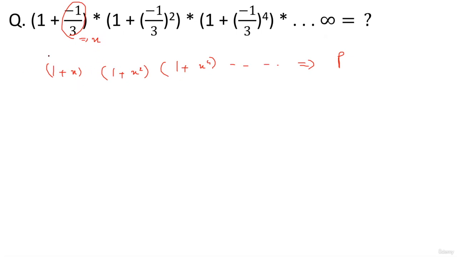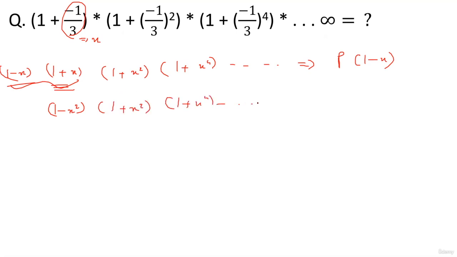Guys, remember here 1 by 3, minus 1 by 3, is a fraction, right? So what I can do is, here we have 1 plus x, I'll start by multiplying both sides by 1 minus x. We have learned this technique earlier in algebraic equations, same as with 2 raised to 4 plus 1. So when we have 1 minus x into 1 plus x, this will be 1 minus x square. A plus b into a minus b is a square minus b square. Remaining terms you can carry as such, 1 plus x square, 1 plus x raised to 4. This will keep on going and the right hand side will be p into 1 minus x, my bad.